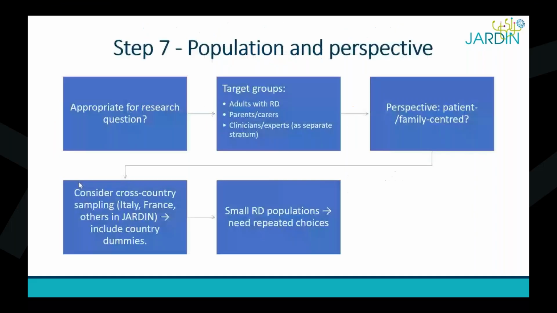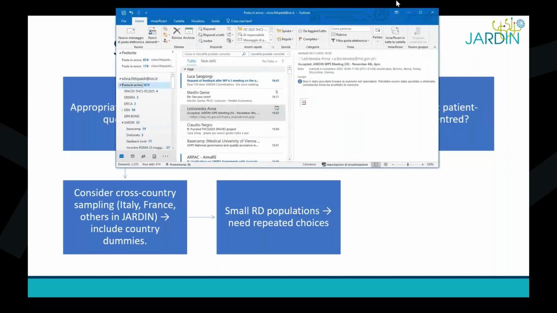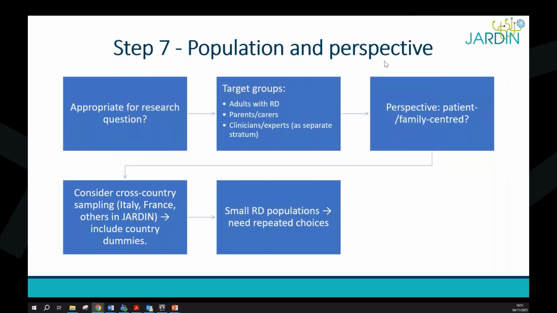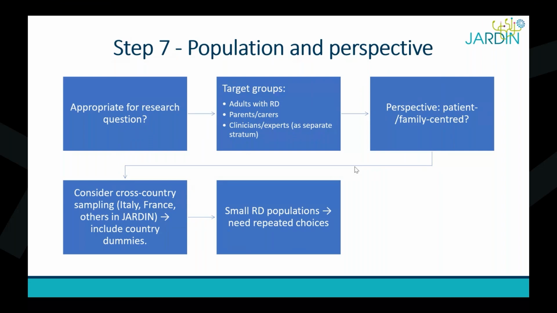Next slide, please. And then there are other considerations. What is your target population? Is the research question appropriate for them? And also, what are your target groups? Are we considering adults with rare disease? Are we considering parents or experts or a combination of these? Whose perspective really matters? Is it the patient or the caregiver or the family? All these things should be addressed, at least at this stage.